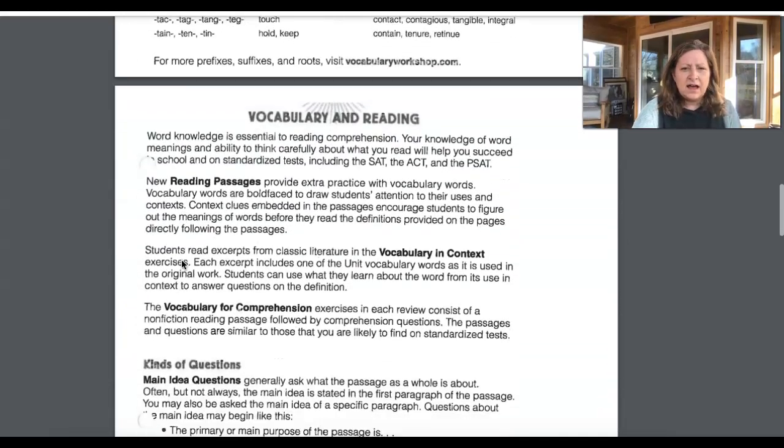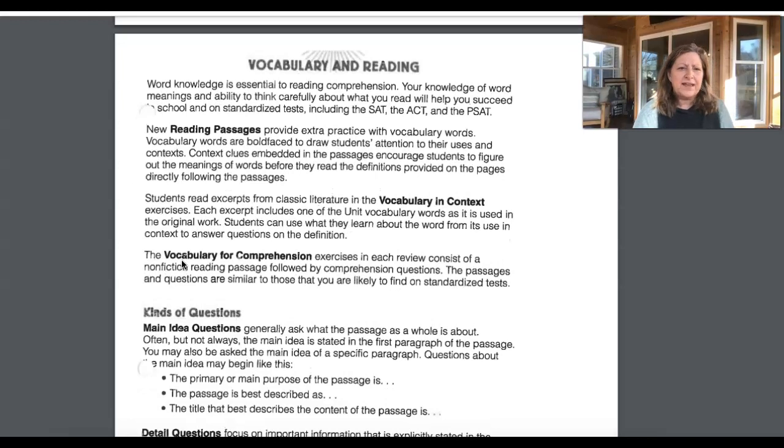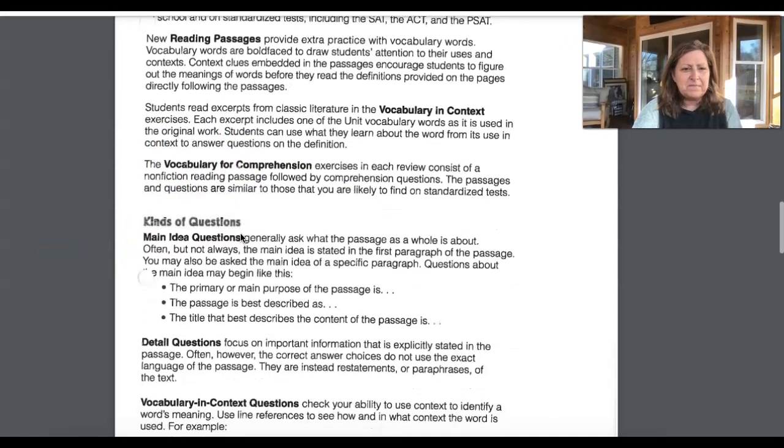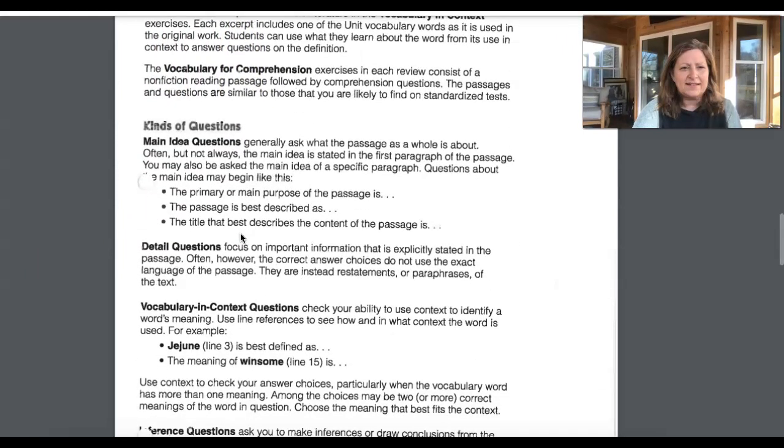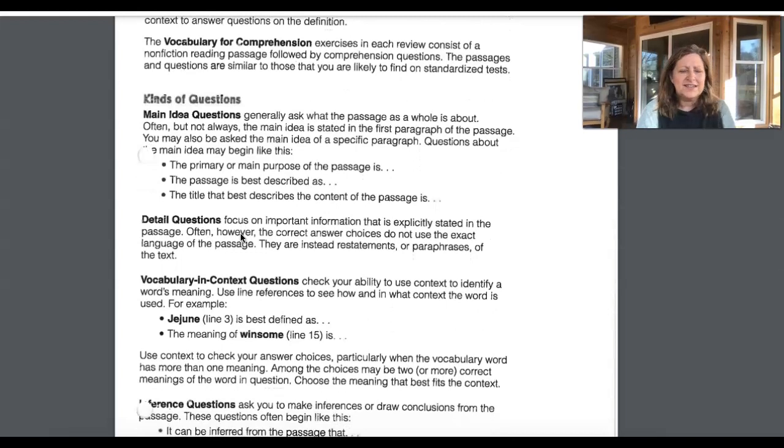Then what we're going to be doing is reading passages. The vocabulary program that I'm going to have you do has a passage that uses several of the words in it. I want you to read that. And then we're going to be looking at the different types of questions. First of all, main idea questions. Hey, guess what we've been working on? So main idea questions ask, what is the passage about as a whole?